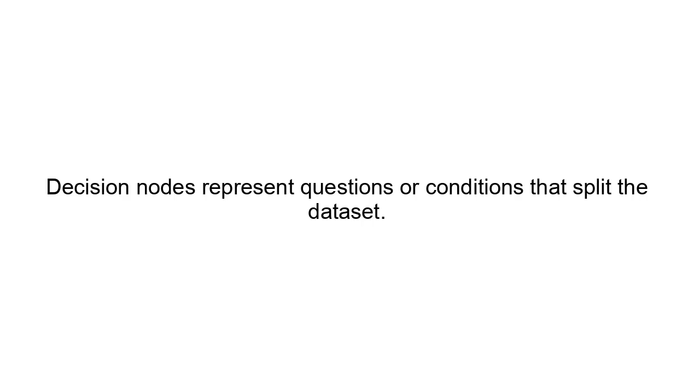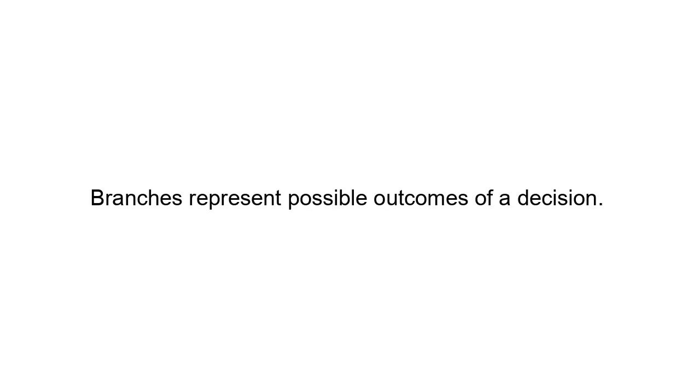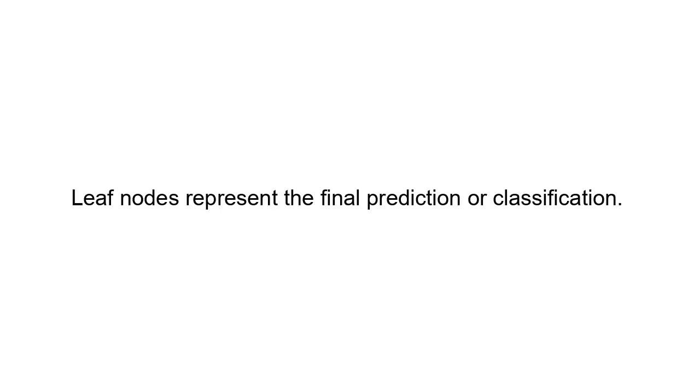Branches. Branches represent possible outcomes of a decision. Example: yes means continue to next condition. No means different branch. Leaf nodes. Leaf nodes represent the final prediction or classification. Example: approved loan, rejected loan.